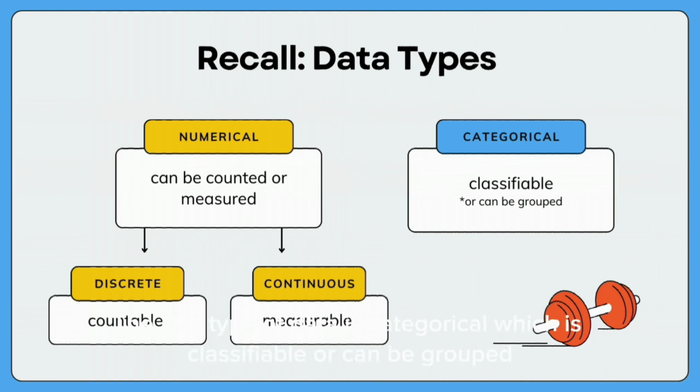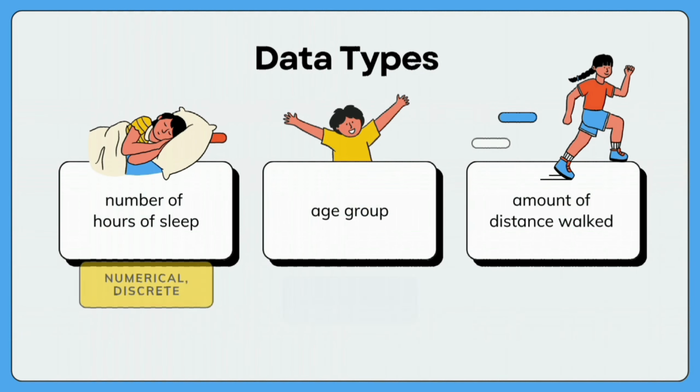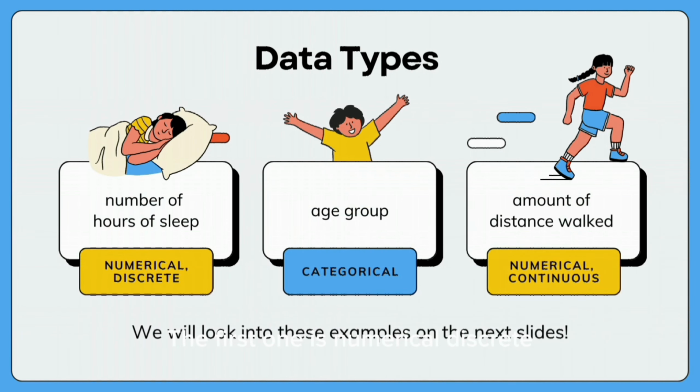The second type of data is categorical, which is classifiable or can be grouped. Can you identify the type of the following data? The first one is numerical discrete. Second is categorical. And third one is numerical continuous.